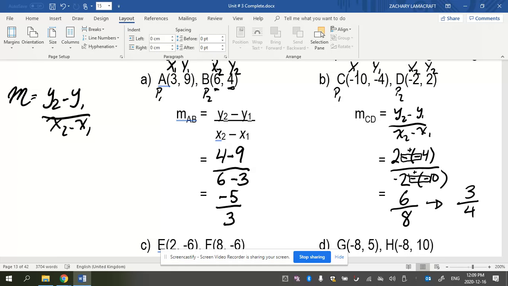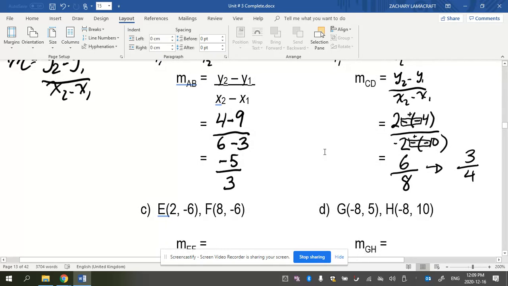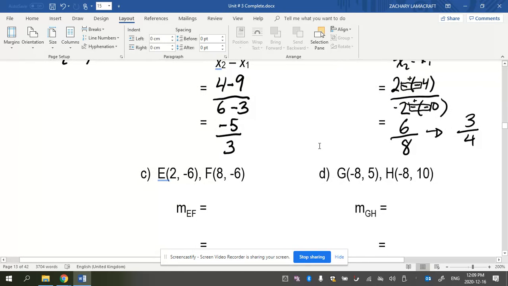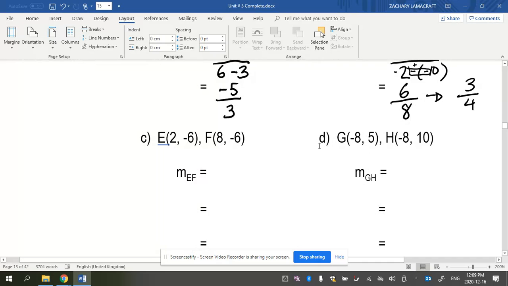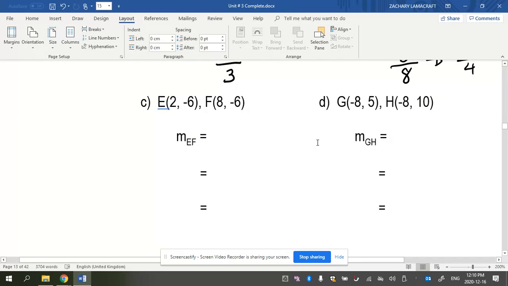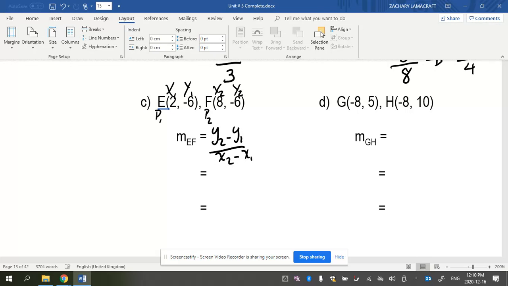Then we're going to show you the next one, which is E to F. Okay? So E to F. Once again, I'm going to pick this as point 1. This is point 2. Then I can start filling it in. x1, y1, x2, y2. Our equation then is y2 minus y1 over x2 minus x1.